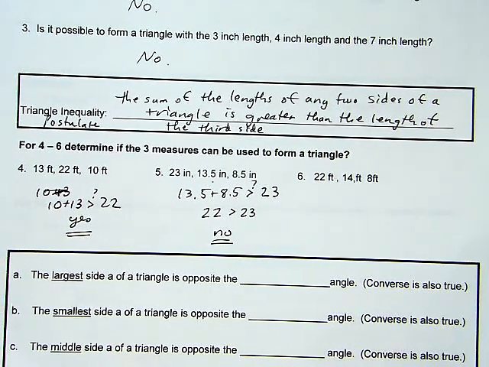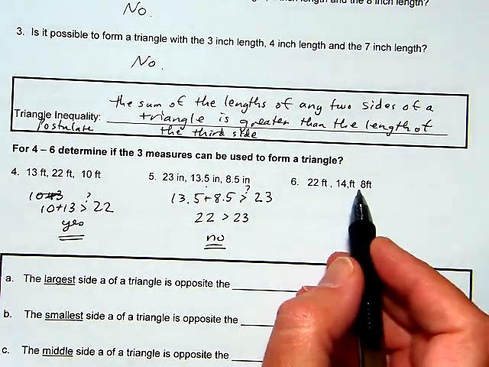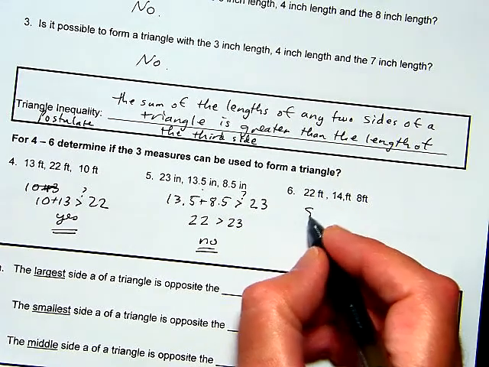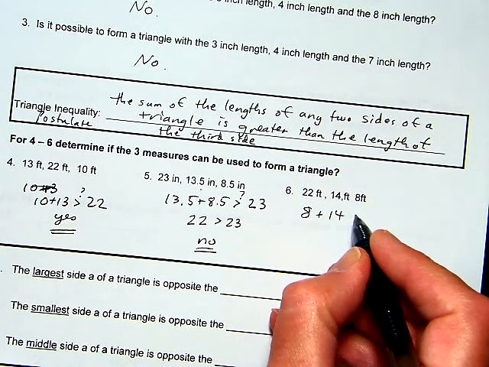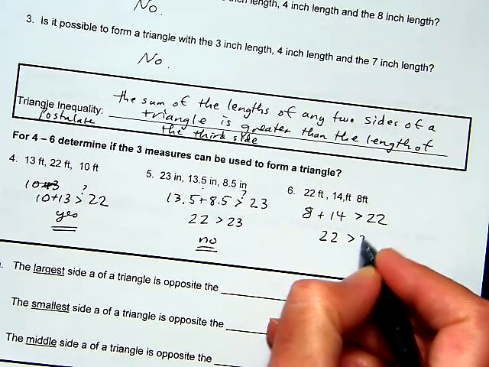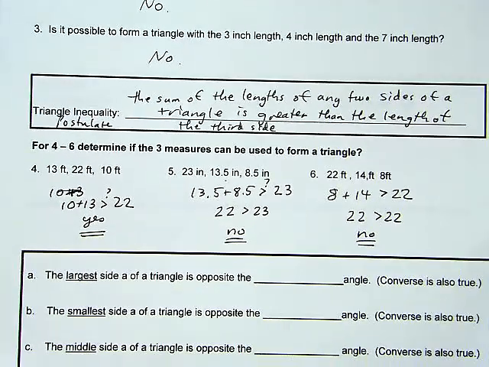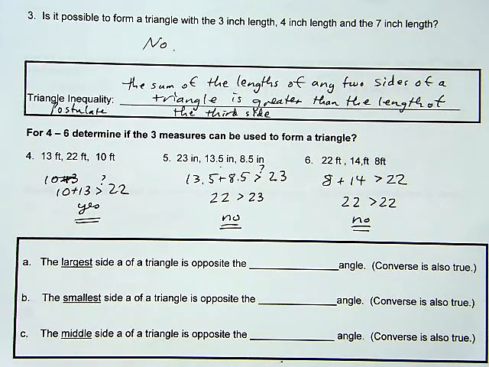And let's take a look at the last set of numbers, 22, 14, and 8. Let's add together the two smallest, 8 plus 14. Is that greater than 22? Well, that is 22. Is 22 greater than 22? No. 22 is equal to 22, not greater than 22. So therefore we cannot. So it's very important to realize that there has to be a greater than. It's not equal to, it's greater than.